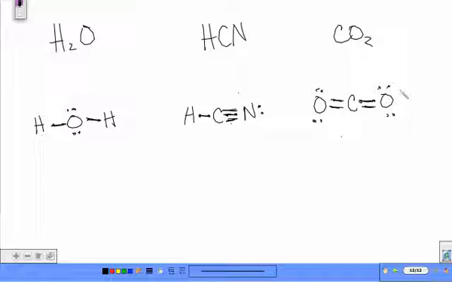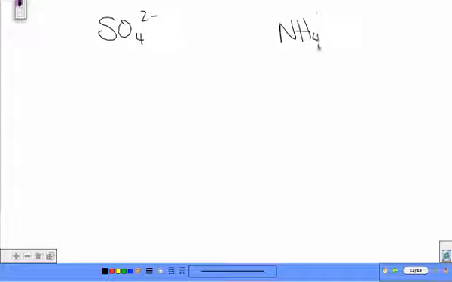I know we've done a lot of Lewis structures. Do you guys have any questions on them? Okay, if you have a polyatomic ion, the next one is polyatomic ions. Let's get these two written down to do.